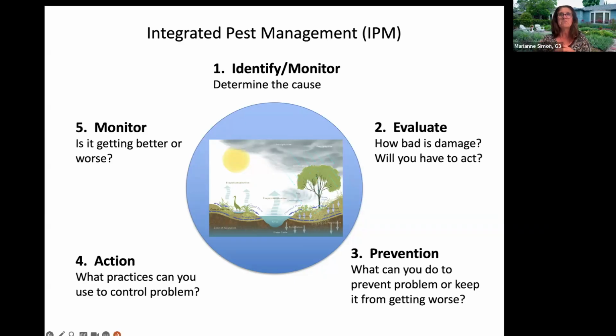And number 4, again, if it's gotten a little bit out of control, what can you do to bring it back under control? And then number 5 is going back and reevaluating and monitoring it to find out, is it actually getting better or are things worse? So you don't just make these general assumptions about what's happening.